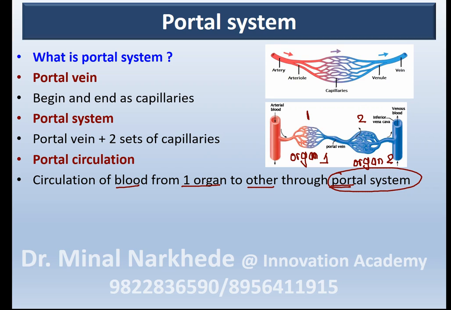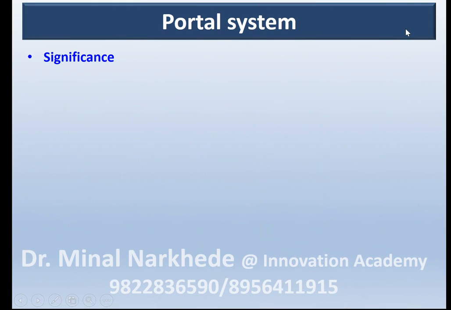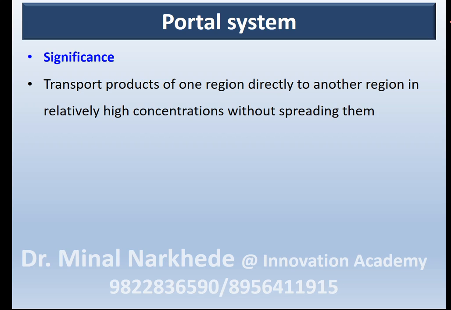So what is the significance of such a type of circulation? The significance is when we need to transport some products from one region to another region directly, that too in relatively high concentrations without spreading them all over the body, then the portal system is of significance. Let us try to understand this significance.